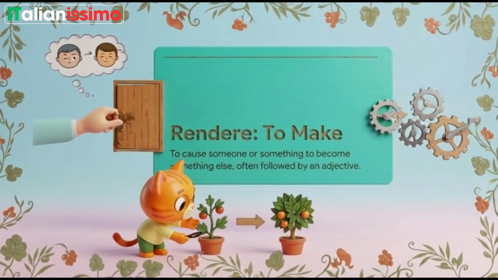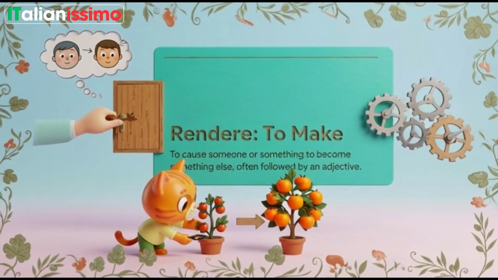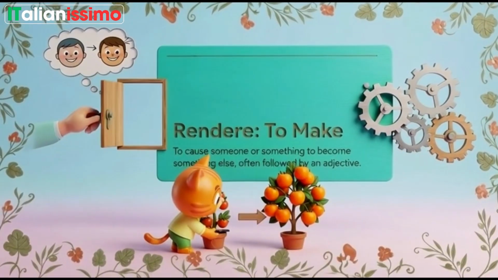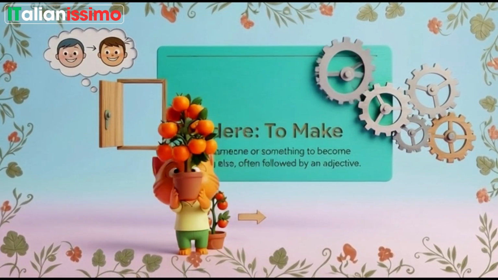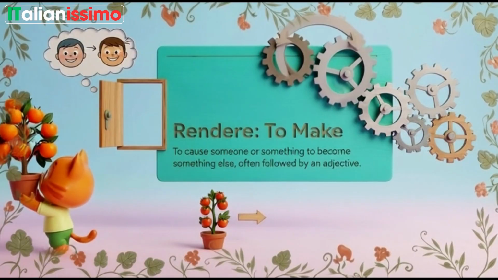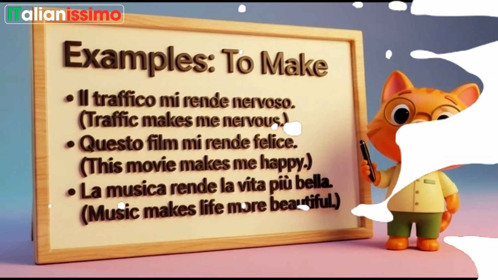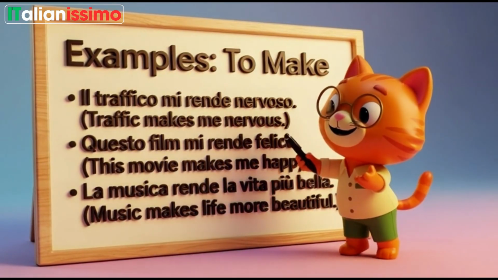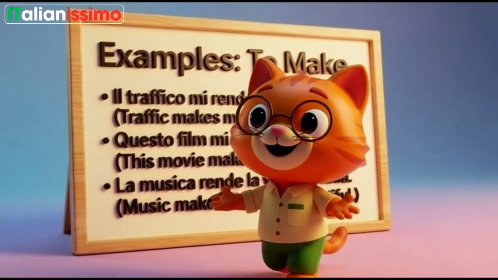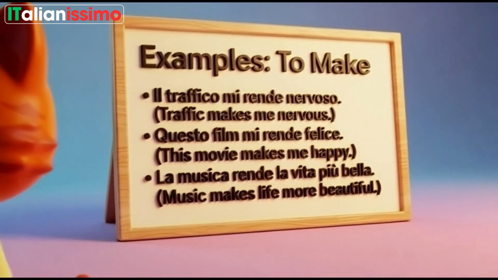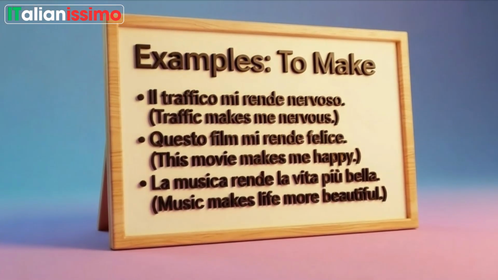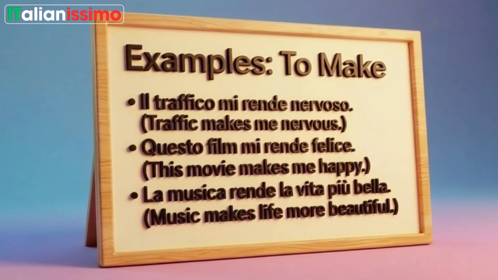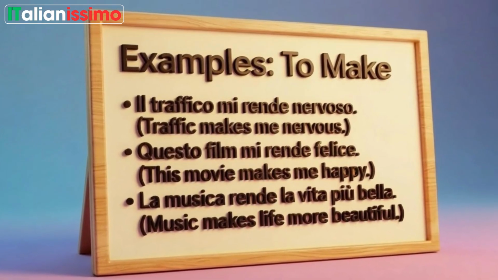So here's the deal. You use rendere when one thing causes another thing to change its state or its feeling. It's all about cause and effect. Let's look at some real examples to see exactly how this works. See the pattern here? It's pretty clear, right? You got a subject, the traffic, the movie, the music, and it acts on something else, creating a new feeling. A feeling that is described by an adjective like nervous, happy, or more beautiful. That's the basic recipe for this meaning of rendere.